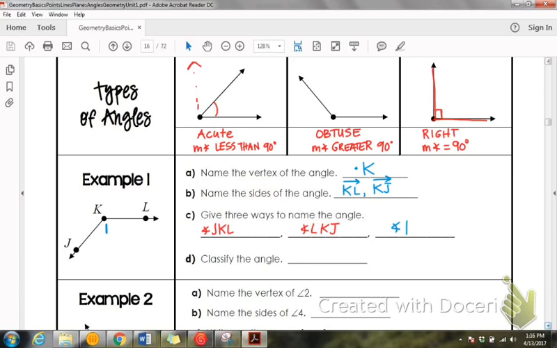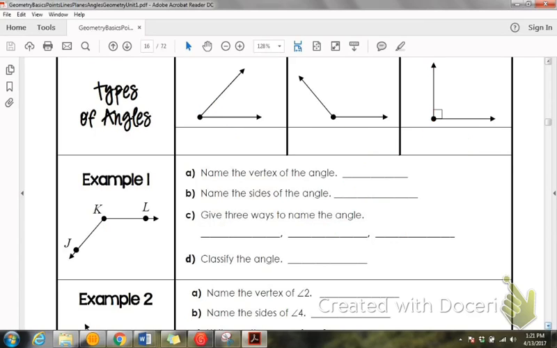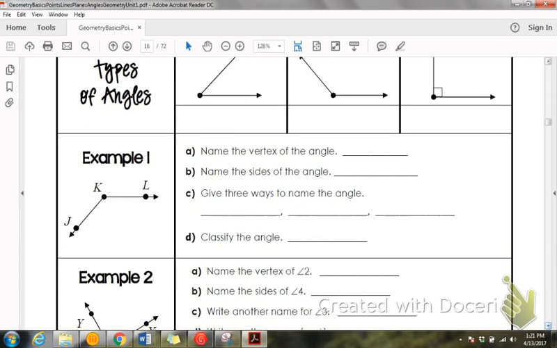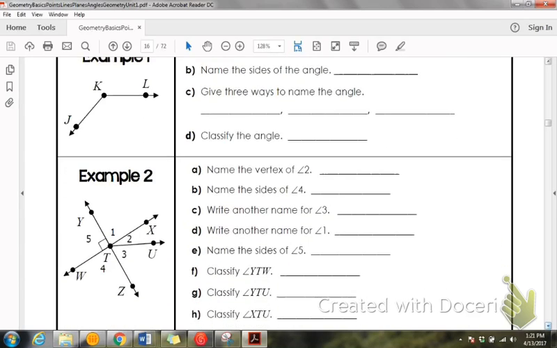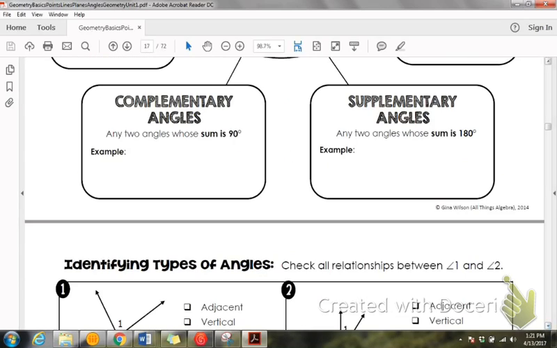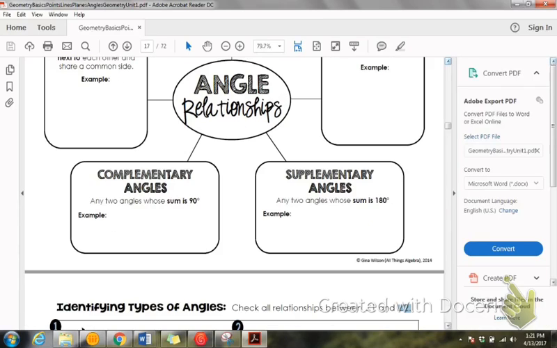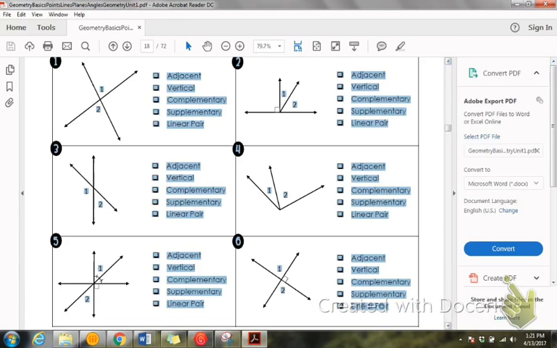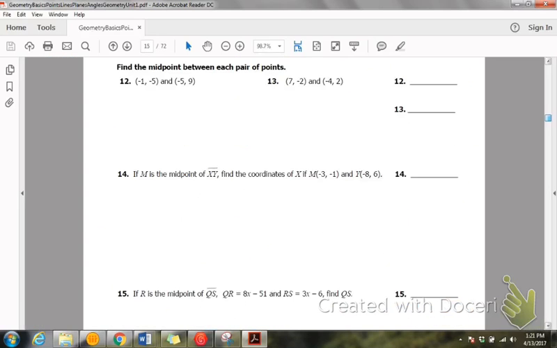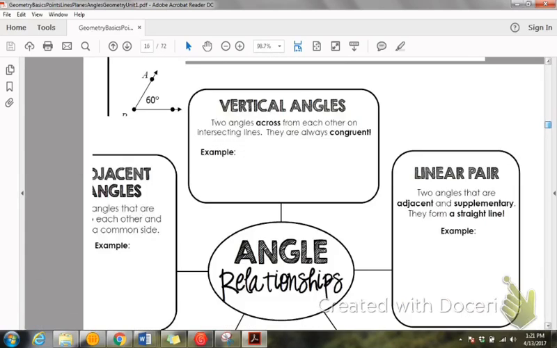James, did you have a question? No. Okay. All right, why don't you try example 2 on your own? Oh, that's a long example. I didn't realize it was that long. Okay, try like the first 3 letters. Sorry. Oh my gosh.